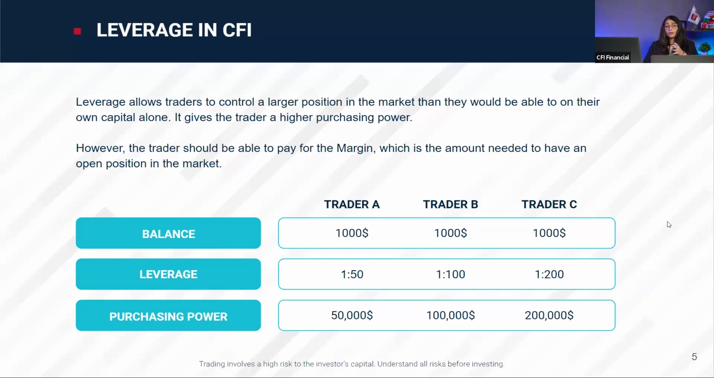We're going to look at another example. Let's say my balance is $1,000 and I have a leverage of 1 to 100 now. This means my purchasing power increased double compared to leverage 1 to 50. So now I can trade as if I have $100,000 in my account. The higher the leverage, the higher my purchasing power.